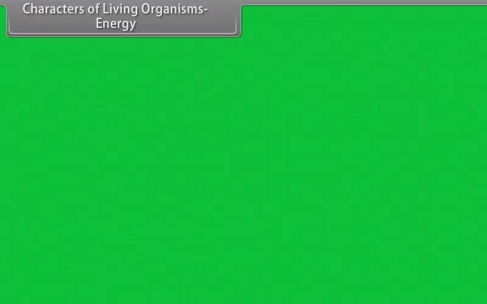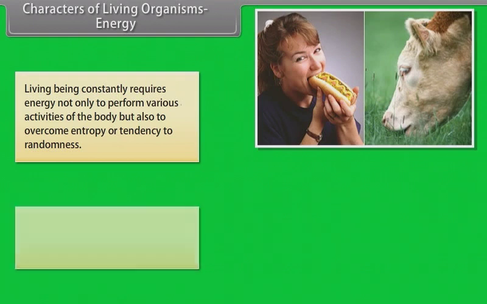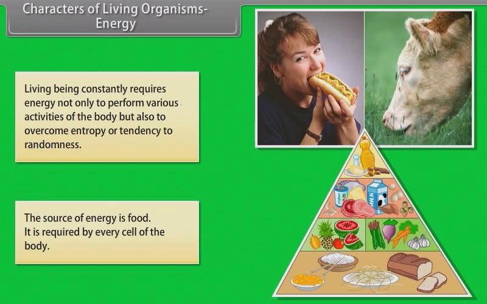Characters of living organisms. Energy. A living being constantly requires energy not only to perform various activities of the body, but also to overcome entropy or tendency of randomness. The source of energy is food. It is required by every cell of the body.